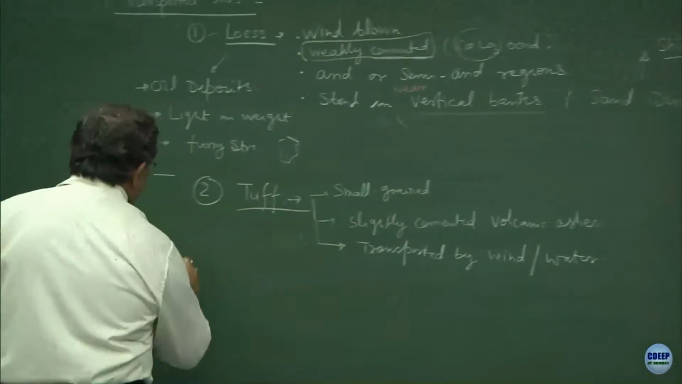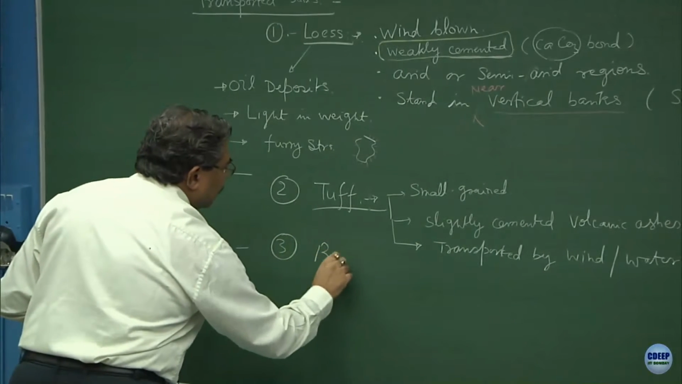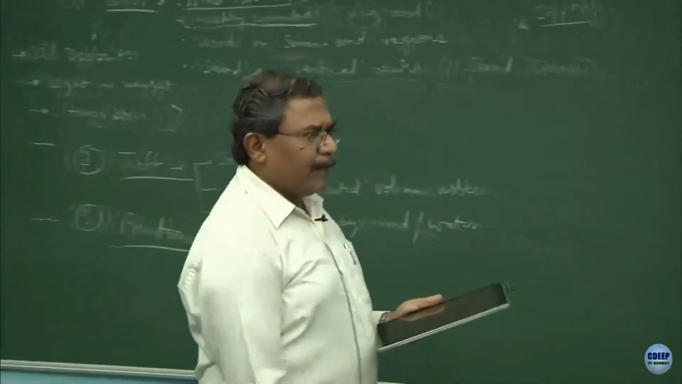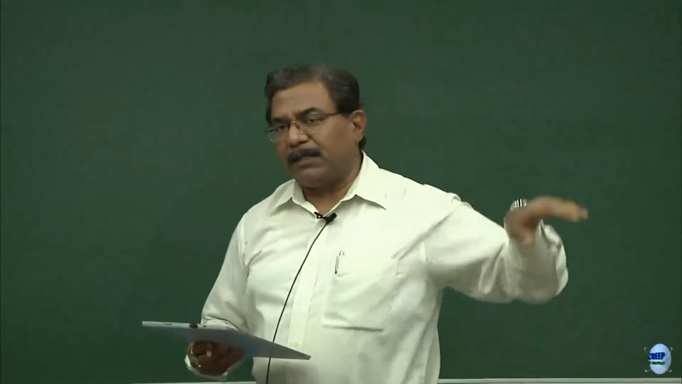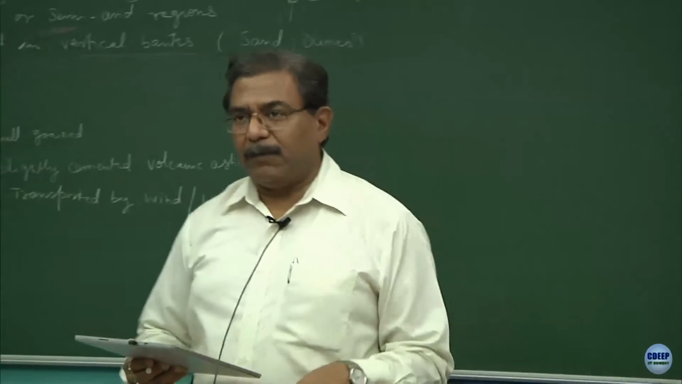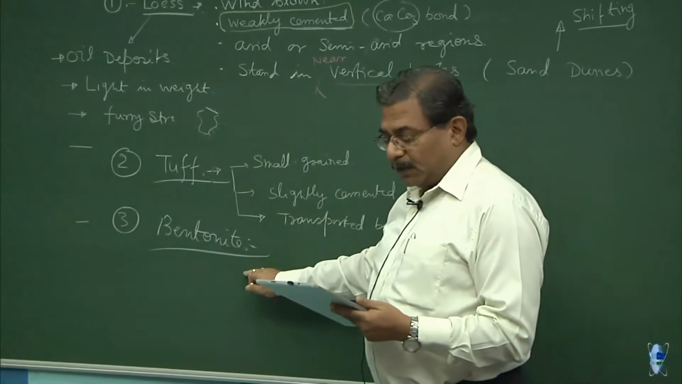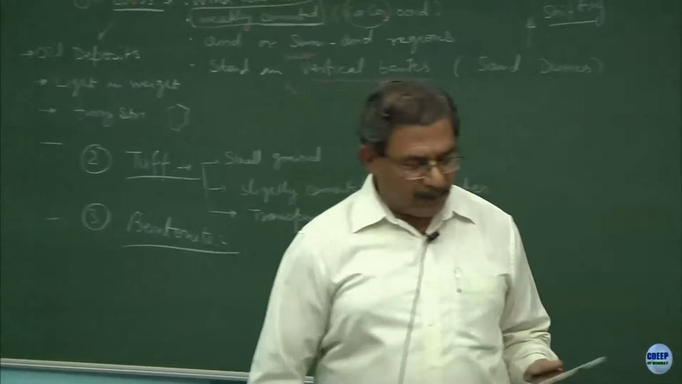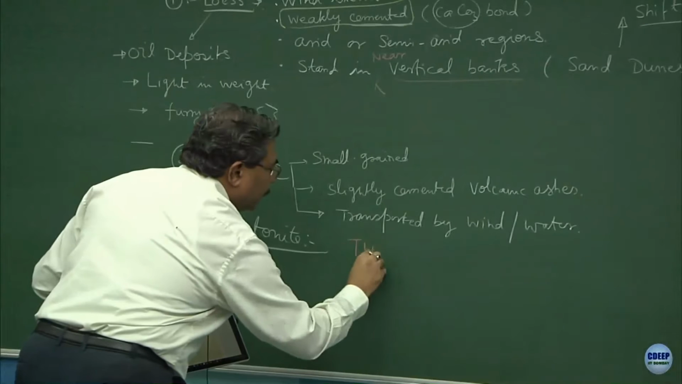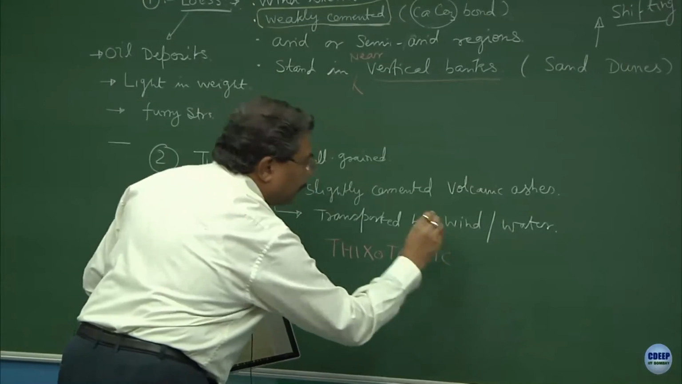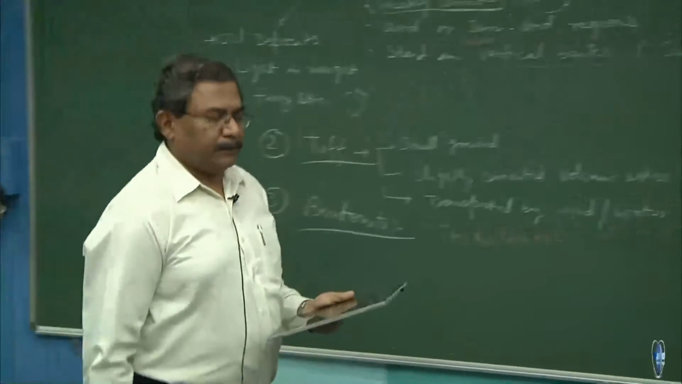The third in category is bentonite. I think I have already given enough history about bentonites. These are the deposits which are mostly available in the western part of the country. Bhuj area is very famous for this. Atomic industry depends a lot on the bentonite, and even the construction industry also depends a lot on the bentonite. Why? Because of the thixotropic behavior. So, this material is thixotropic in nature.